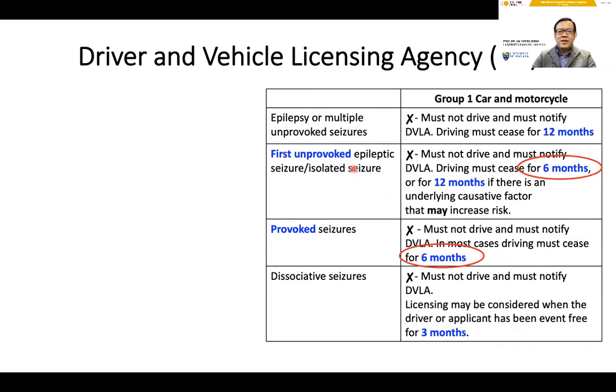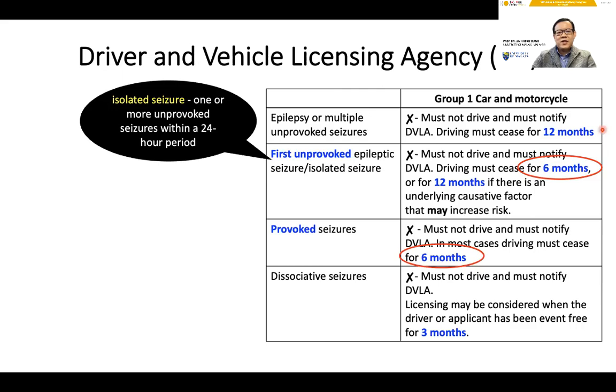How about driving? Under the DVLA, which is the Driver and Vehicle Licensing Agency in the UK, the driving rules and regulations are as such. For those with first unprovoked seizure or provoked seizures here, we can see that they have to cease driving for 6 months. Whereas for epilepsy, they have to stop driving for 12 months. But what are isolated seizures or first unprovoked seizures? By definition, isolated seizures are one or more unprovoked seizures within a 24-hour period. Therefore, if someone has a seizure in the morning and another seizure in the afternoon, they are still considered as having isolated seizure, but not epilepsy, and they have to stop driving for only 6 months.